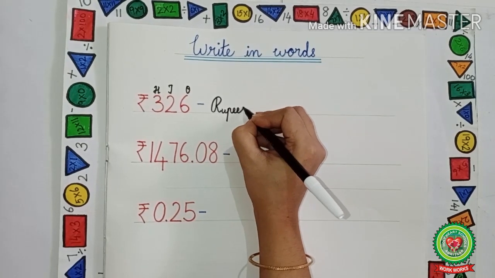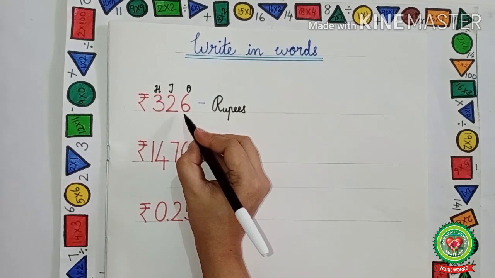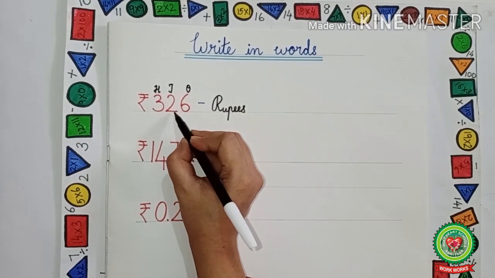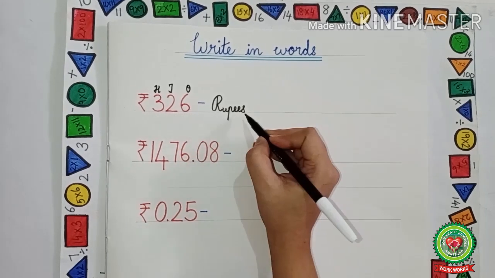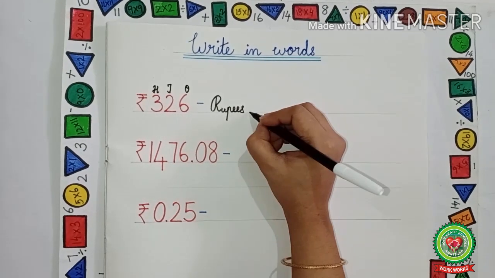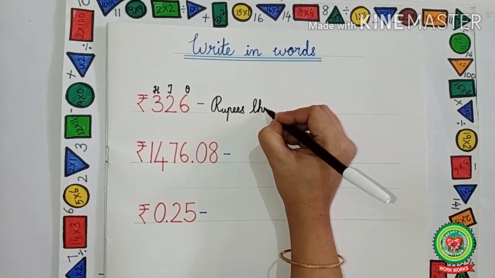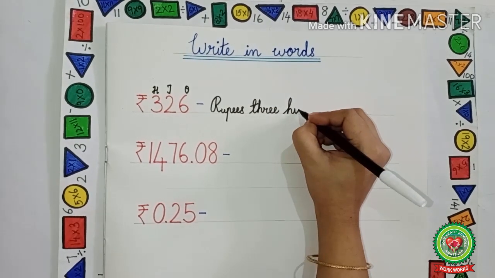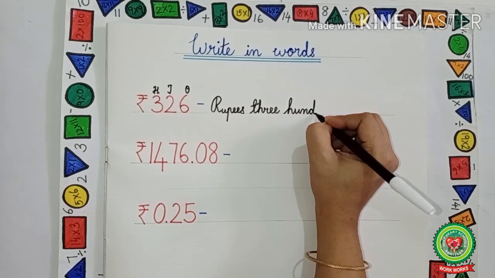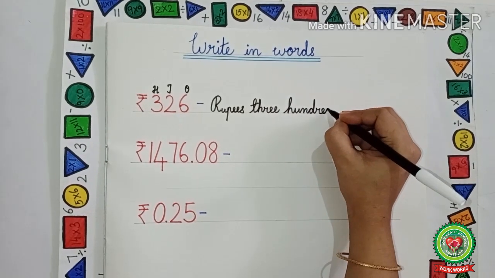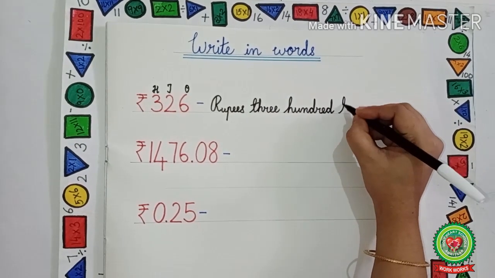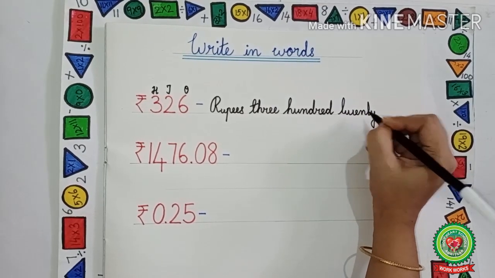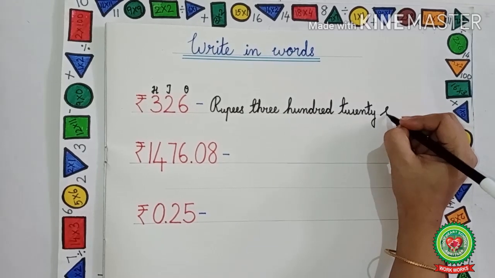Rupees. Now what is the number given to us? Let us read 326. So that means it will be rupees 300 26.